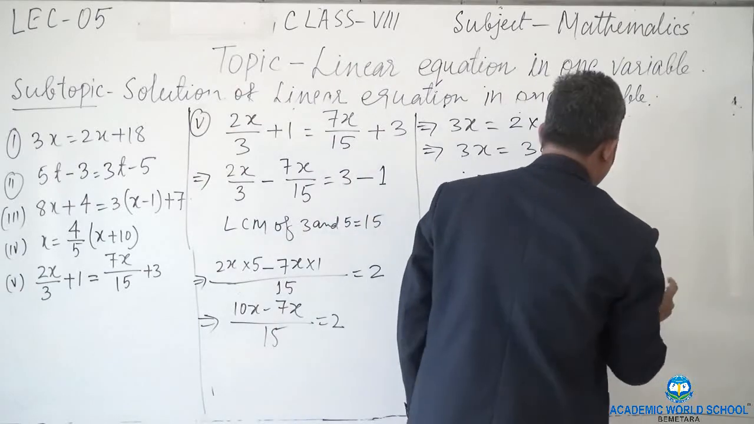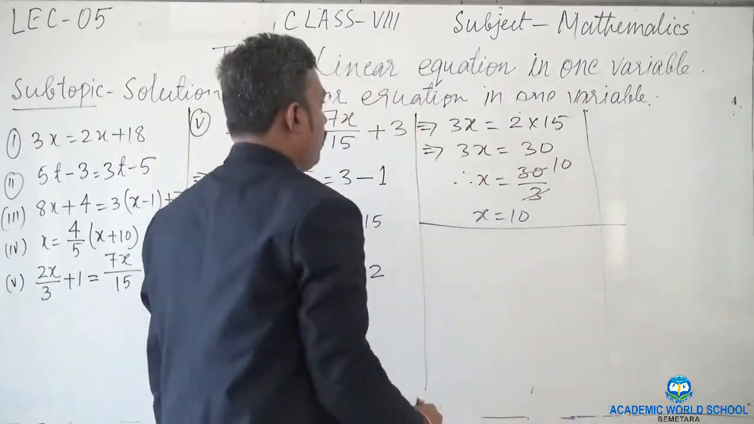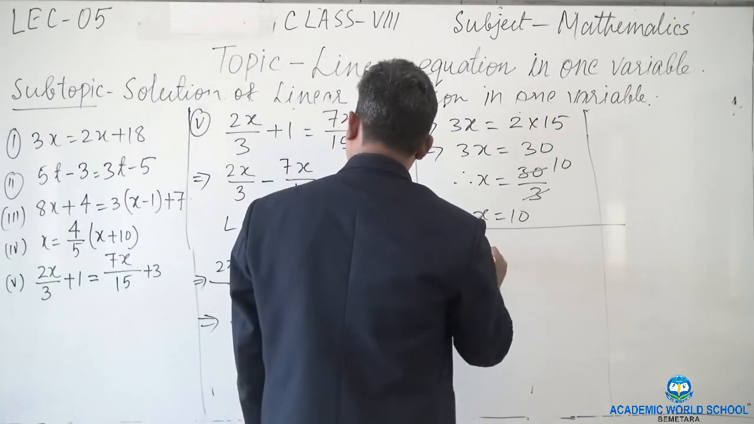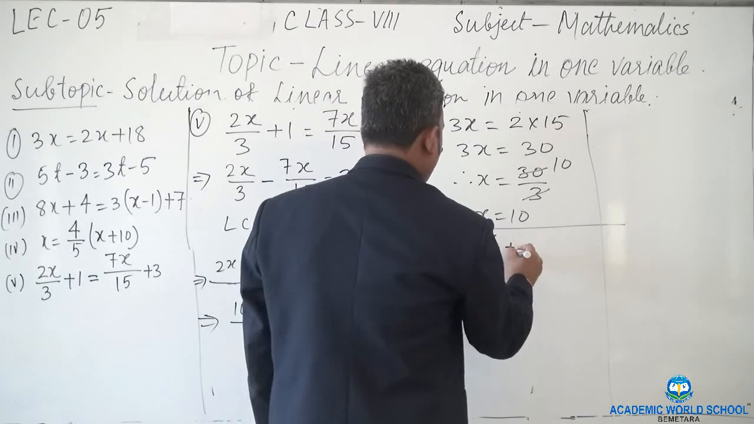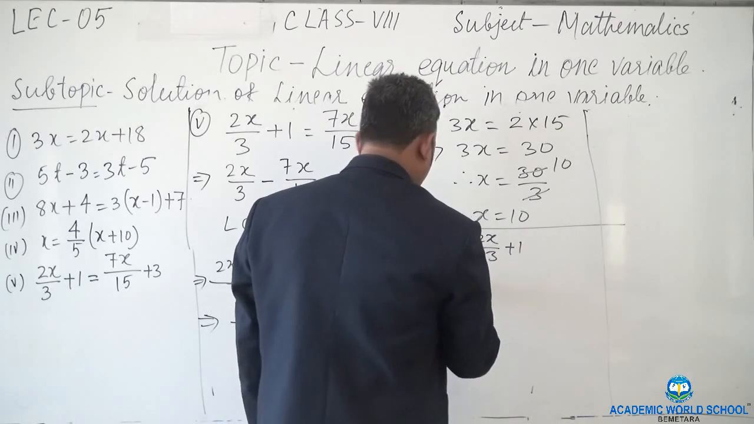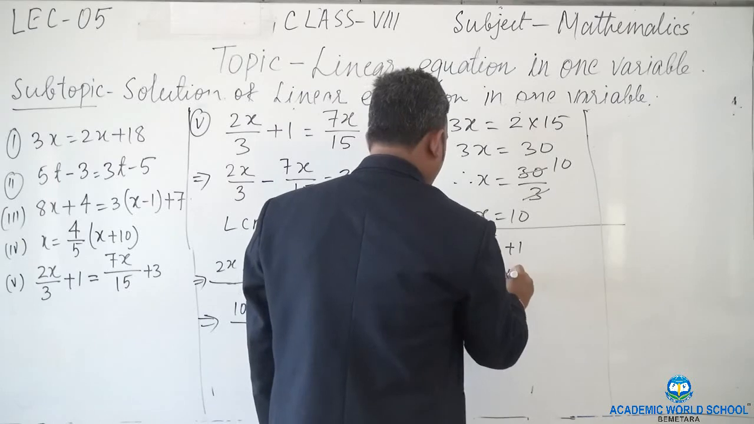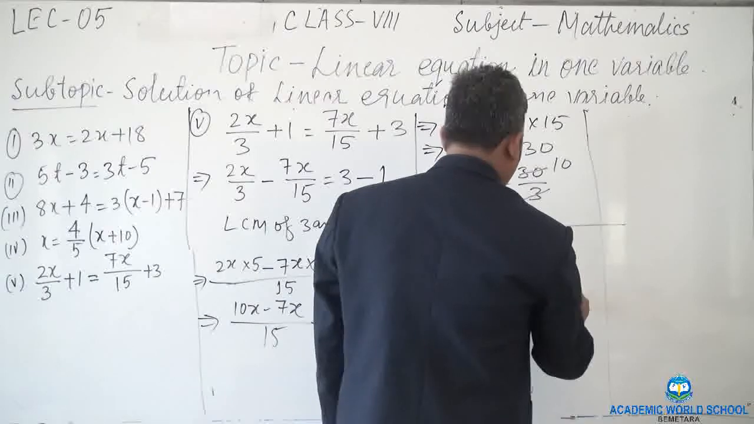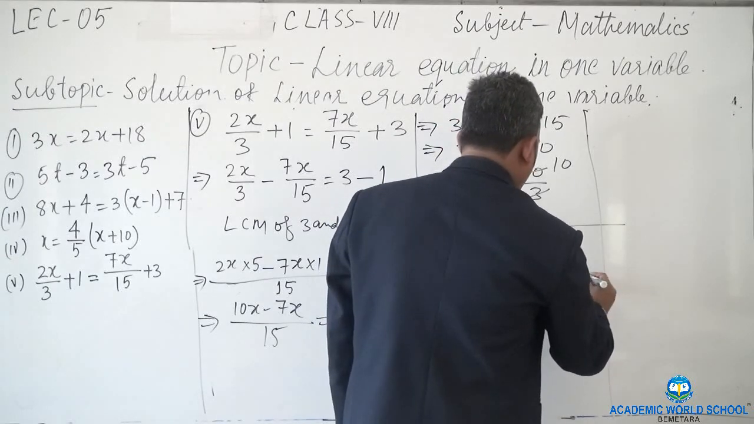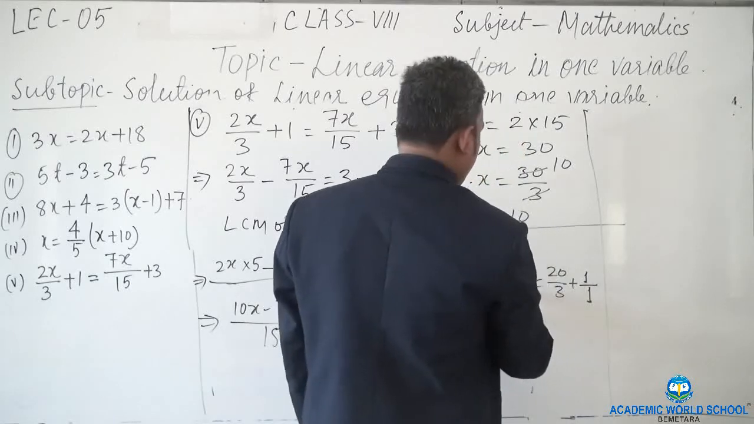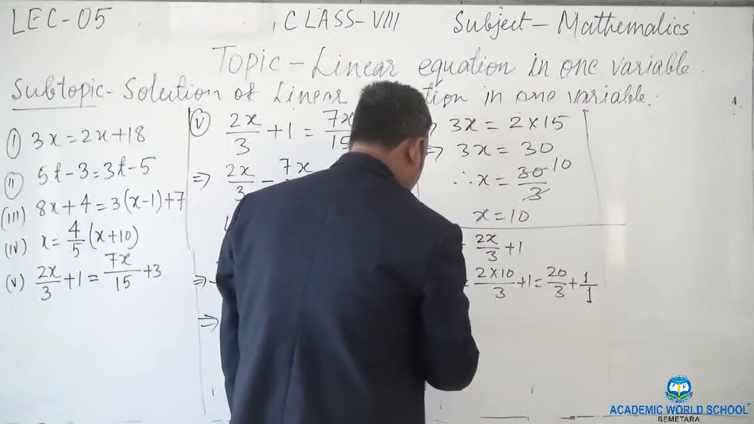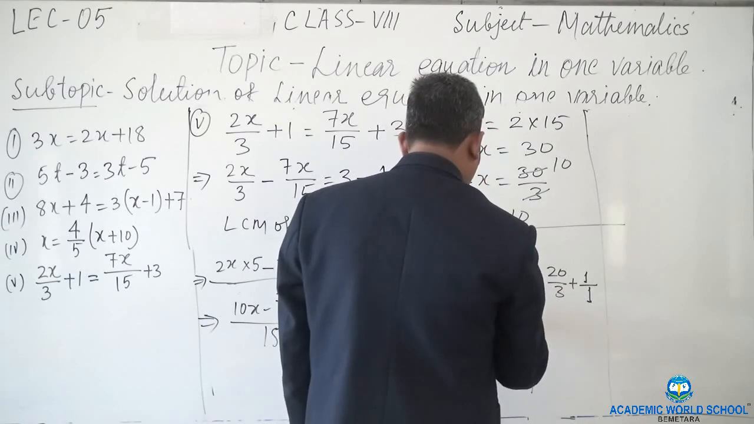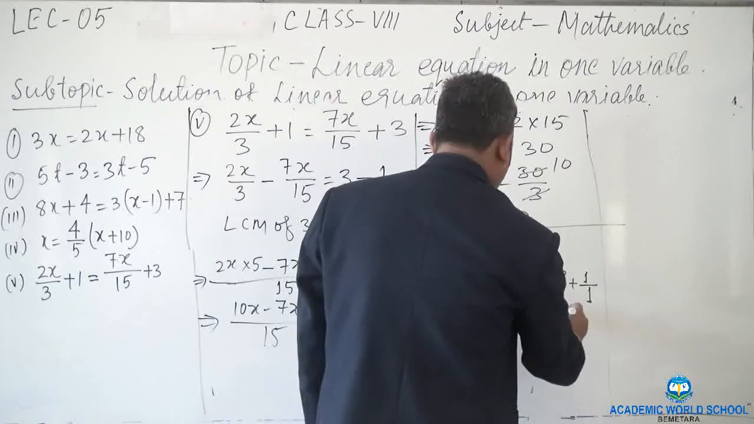Now you can verify the result. Let me verify the result. Okay. So we will take the LHS first. 2x by 3 plus 1. 2 into 10 by 3 plus 1. 2 into 10 will be 20 by 3 plus 1. Now see that one number is in fraction, and here there is no denominator, so we can take the denominator 1. Let's add. 3 is the LCM, so this will be 20 plus 3, which is 23 by 3.